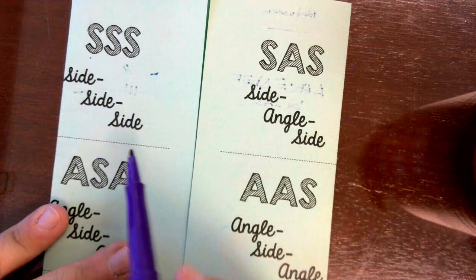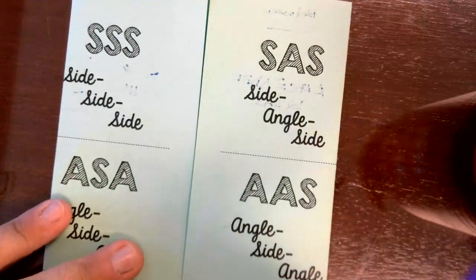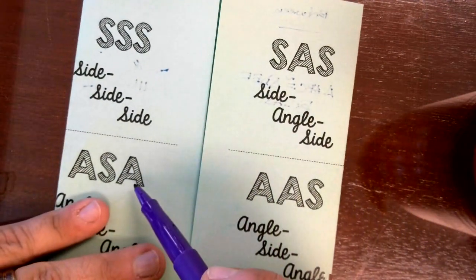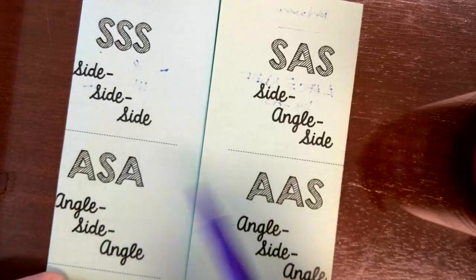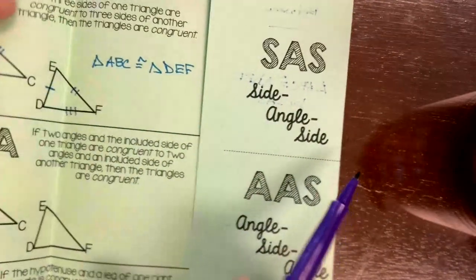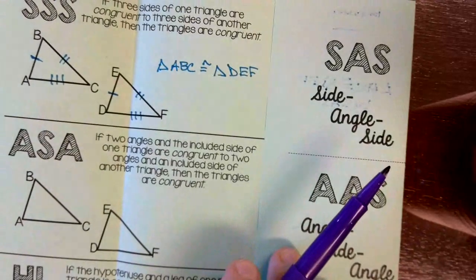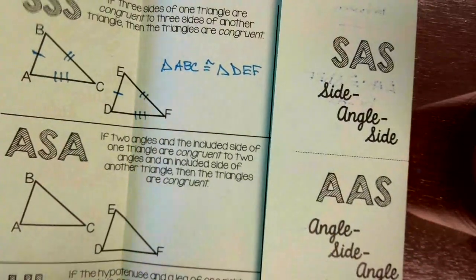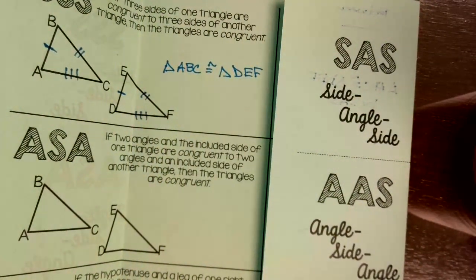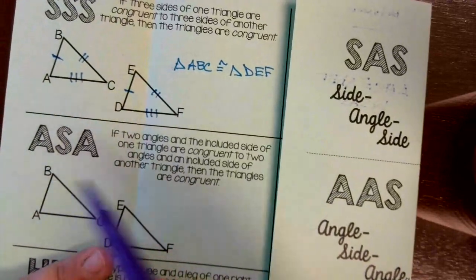Right, so previously we'd talked about SSS, side, side, side, and SAS, side, angle, side. Today we're going to talk about ASA, which is angle, side, angle. And when I look at that, it's kind of like SAS, but looks a little different picture-wise.